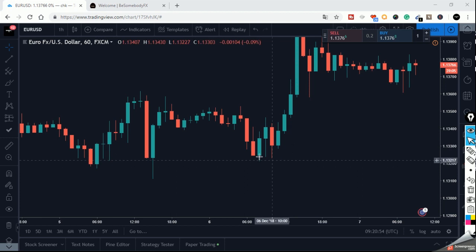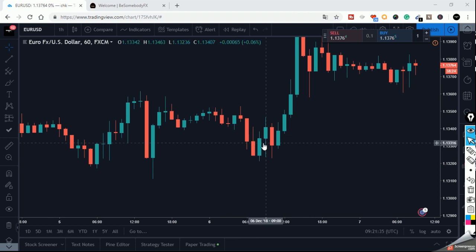Step 1, 8 o'clock candle and 7 o'clock candle have to be the opposite color. So, 7 o'clock candle is bearish, 8 o'clock candle must be bullish, and vice versa. Second step, the 8 o'clock candle must break below the 7 o'clock candle, in this case, and vice versa. If this 8 o'clock candle is a bearish candle, it must break above the 7 o'clock candle. Okay?